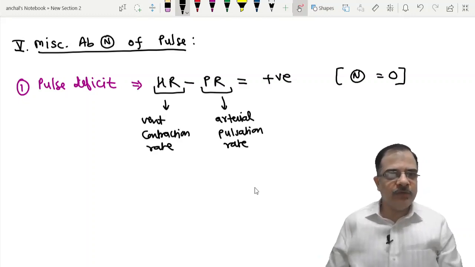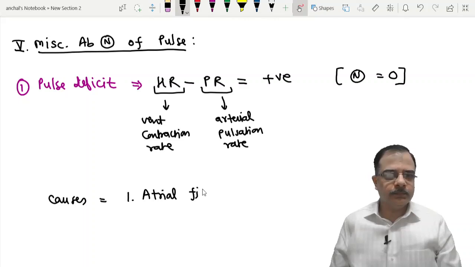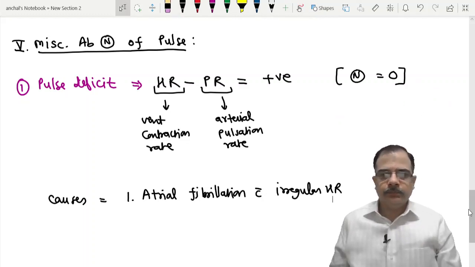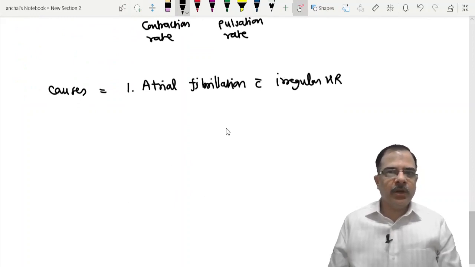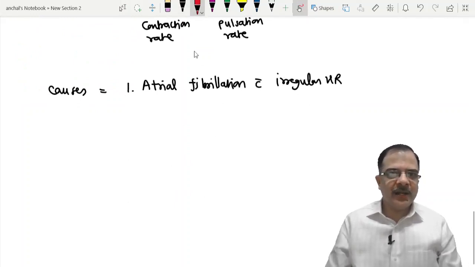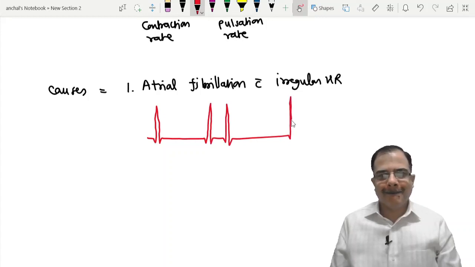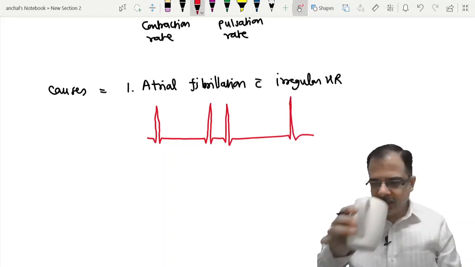So what are the causes of this pulse deficit? The causes of the pulse deficit are, number 1, atrial fibrillation with irregular heart rate. Irregular heart rate means, suppose this is the ECG diagram of atrial fibrillation. Just four cycles.